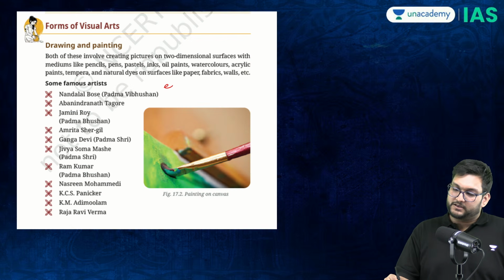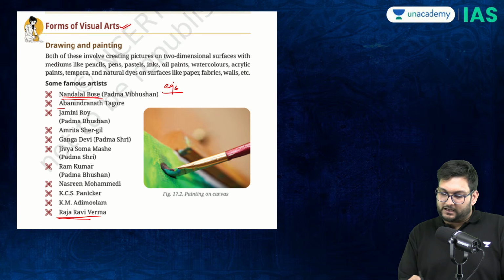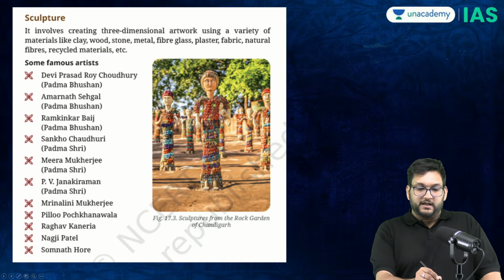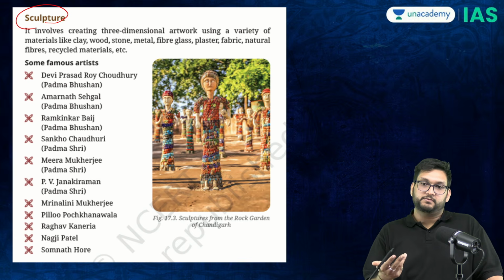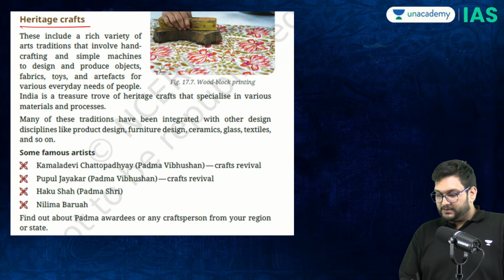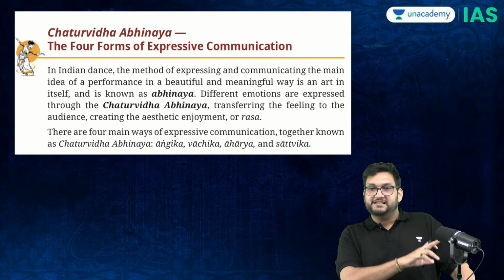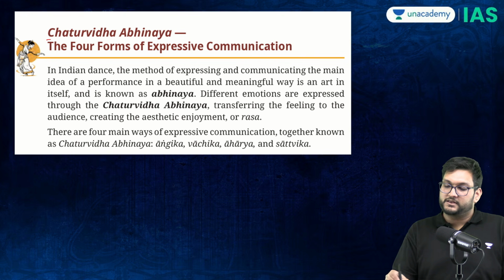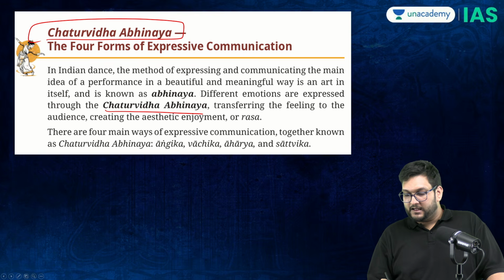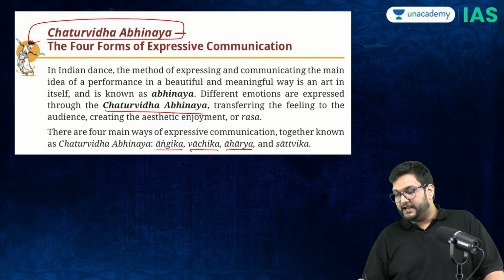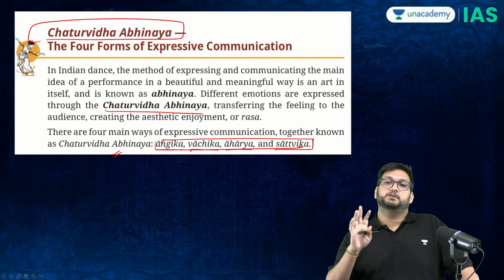Then you also have examples of different visual art forms. Here, for example, Raja Ravi Varma, Nandalal Bose, Abanindranath Tagore are talked about. Further, in sculpture, we have mention of multiple different personalities, Padma Shri, Padma Vibhushan. Similarly, in heritage craft, Kamla Devi Chattopadhyay is considered very important. She is also mentioned here. And in the dance chapter, there's mention of something called the Chatur Vidha Abhinaya, which is four types of expression, the Angika, the Vachika, Aharya, and Satvika. You just have to remember that there are four types of expressive communication through dance forms.